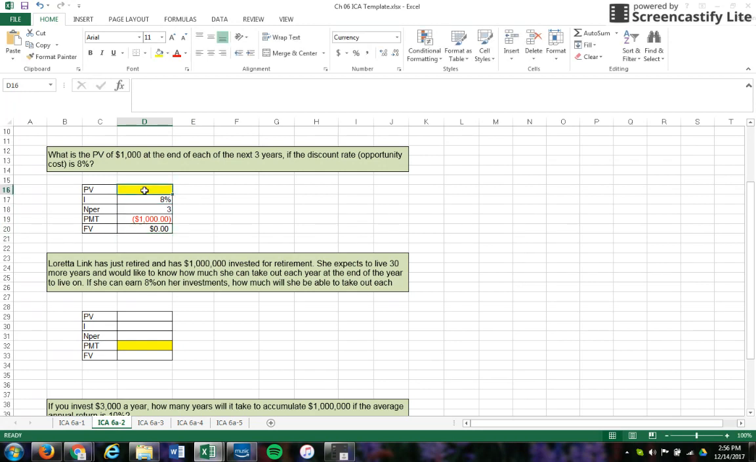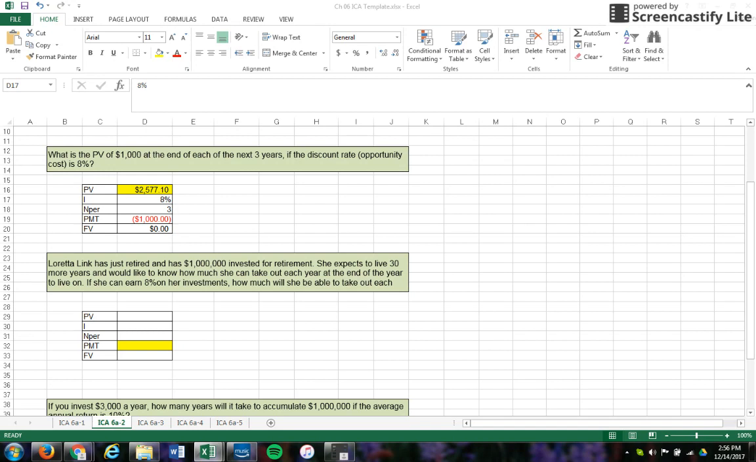In order to calculate this, we run our PV function with our parentheses. Our rate we know is right here in this box, D17. We hit comma. We know our number of periods is 3. We know our payment is 1,000. You can include the future value, but you don't have to if it's 0. Close parentheses. So we see that we would have a present value of about $2,577.10. So that is what those 3 equal payments of $1,000, if we discounted those back to today, would be worth.